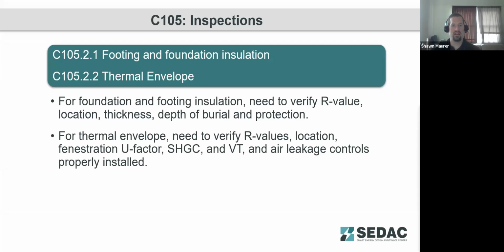So section C105 calls out what envelope inspections must be done to be minimally code compliant. What we're looking at here is the footing and foundation insulation must be inspected to make sure that it's properly installed, is the proper thickness and depth, and the thermal envelope of the building. So once you've got your insulation installed in your envelope, it needs to be checked and verified that it is the proper depth, thickness, R value, that what was specified in the drawings is what's actually installed at the site.